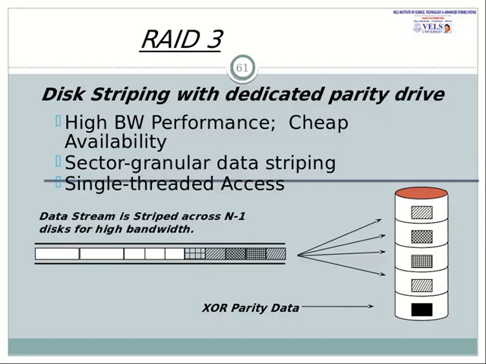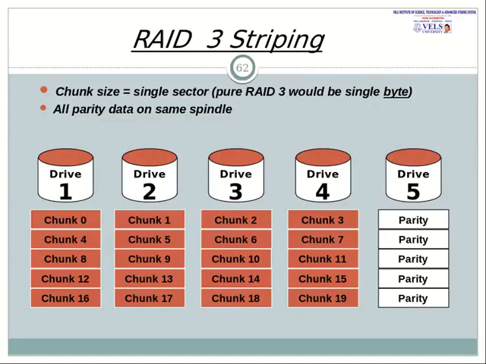RAID level 3 means data striping with a dedicated parity drive. From RAID level 3 onwards, there is parity checking. It gives high bandwidth performance and cheap availability. The bandwidth performance is based on the amount of data transmitted through a fixed amount of data. The sector granularity for data striping is such that the 5 data patterns are stored along with XOR parity data. That is, the data stream is striped across n-1 disks with high bandwidth. RAID level 3 striping has a chunk size of a single sector and single byte, so all parity is in a single byte.